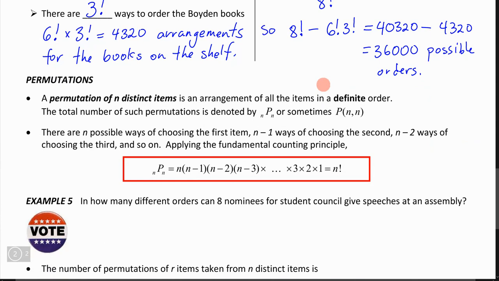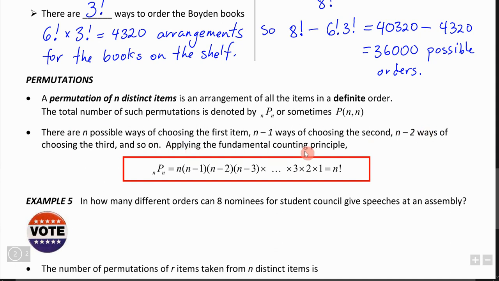Okay, so permutations. This is all what we've been doing here, just permutation. A permutation of n distinct items is an arrangement of all the items in a definite order. The total number of such permutations is denoted by nPn, or sometimes P(n, n). There are n possible ways of choosing the first item, n minus 1 ways of choosing the second item, n minus 2 ways of choosing the third, and so on.